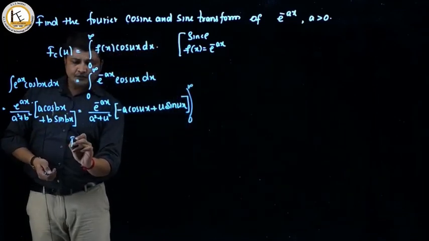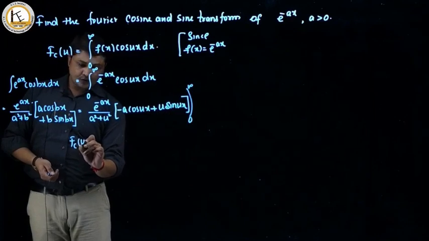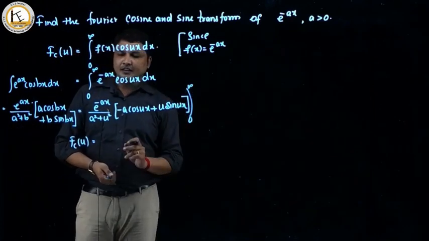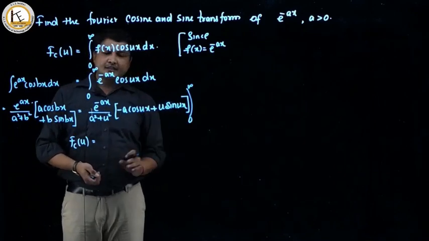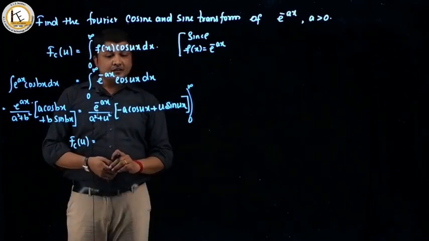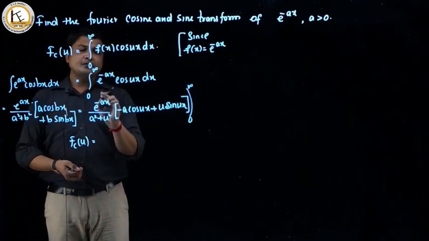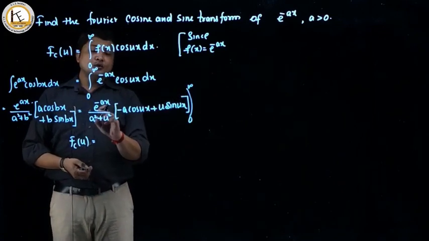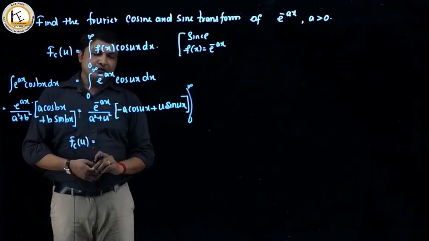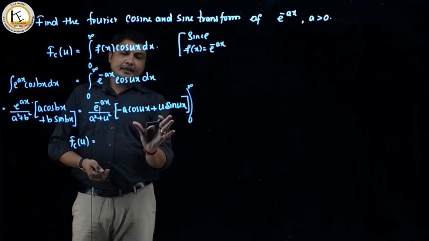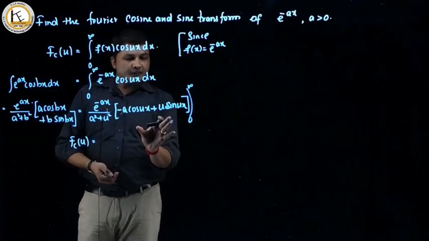So simplifying further, it is F_c(u). Applying the upper limit infinity, wherever x is there, you need to substitute infinity. So when you substitute the upper limit infinity in place of x, you are going to have e raised to minus infinity, which will definitely be 0. So 0 into any function will become 0.